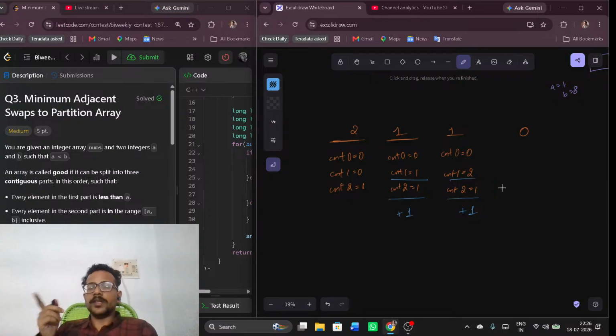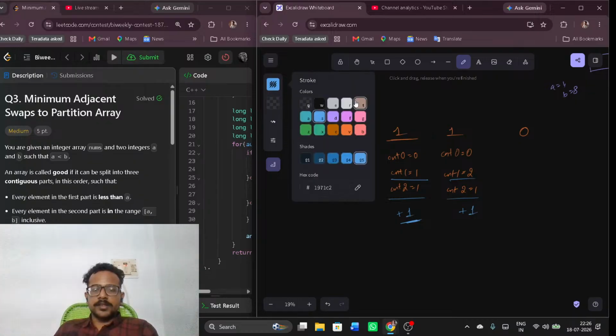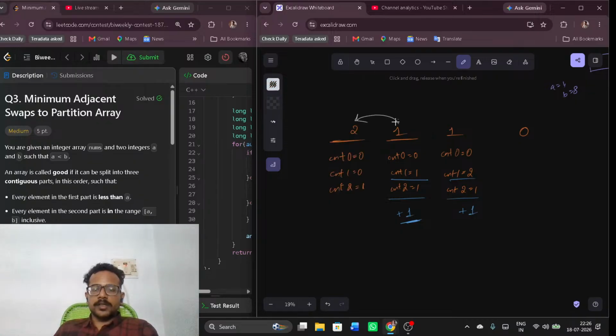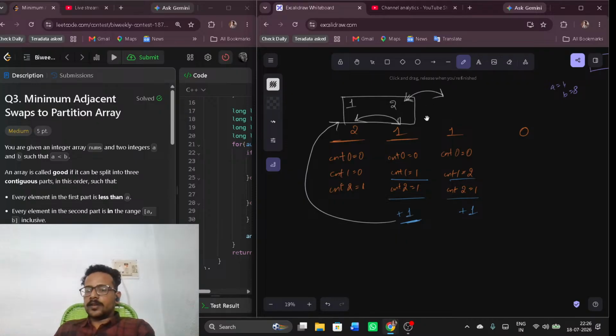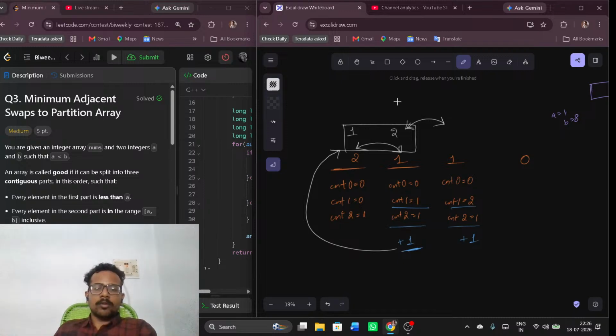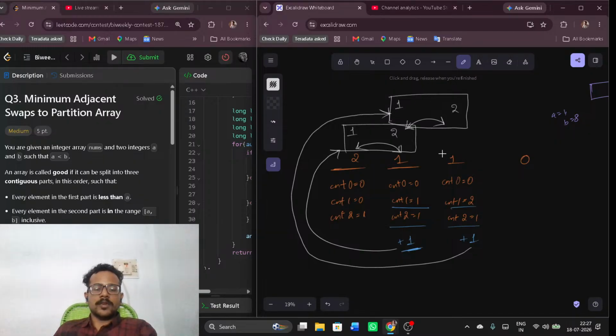Let me tell you how this swapping works. First swap, I am adding it here. That means this 1 would swap with here, right? So then I would get 1 comma 2. That is the reason I am adding plus 1 here. Now I have 1, 2 and then 1. Then this would swap with here. This is just like an inversion problem, right? 1 and then 2. Where did I get this from? From here, right?